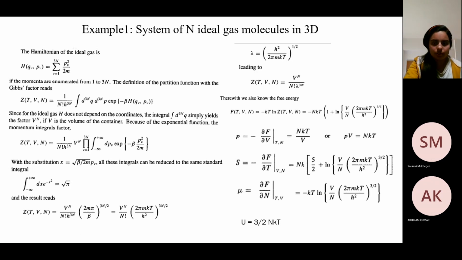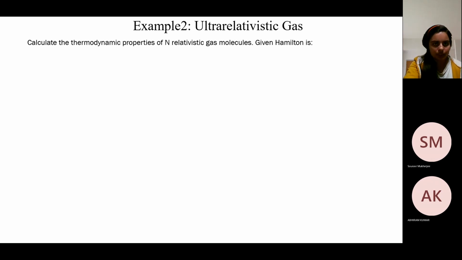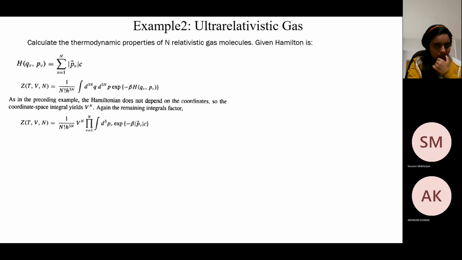Okay. So what we then do is the ultra relativistic gas. This is another problem, and we'll see how we can solve it. We want to find the different thermodynamic parameters of n relativistic gas molecules. The given Hamiltonian is something like this. It again depends only on the momentum. So as you can see here, again we have taken V to the power n out because the Hamiltonian only depends on the momentum. But now we get an expression like this, right?